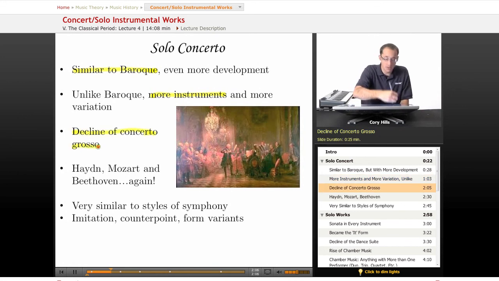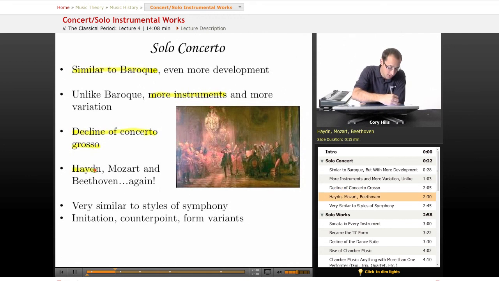We see a decline of the concerto grosso. Pretty much disappears. It's done. Why? Well, it kind of did its thing. It developed the instrumental genre of showcasing the orchestra, but now the symphony's doing that, just the orchestra. Then you have the solo concerto, and you also have these solo instrumental works. So the concerto grosso kind of disappears.